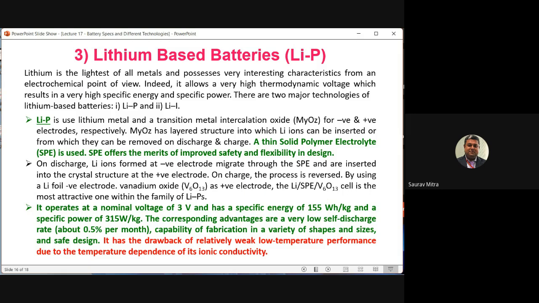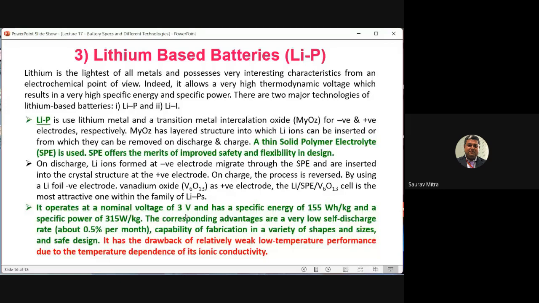There are two major technologies of lithium-based batteries, LiP and LiI. LiP is lithium polymer. The details are explained in this slide. A lot of chemical things are given here, but don't worry about that. The only thing you have to understand is that LiP has a solid polymer electrolyte, which is good from a safety point of view. It operates at a nominal voltage of 3 volt, that means one battery gives you 3 volt. Specific energy is 125, specific power is 15 watt per kg.